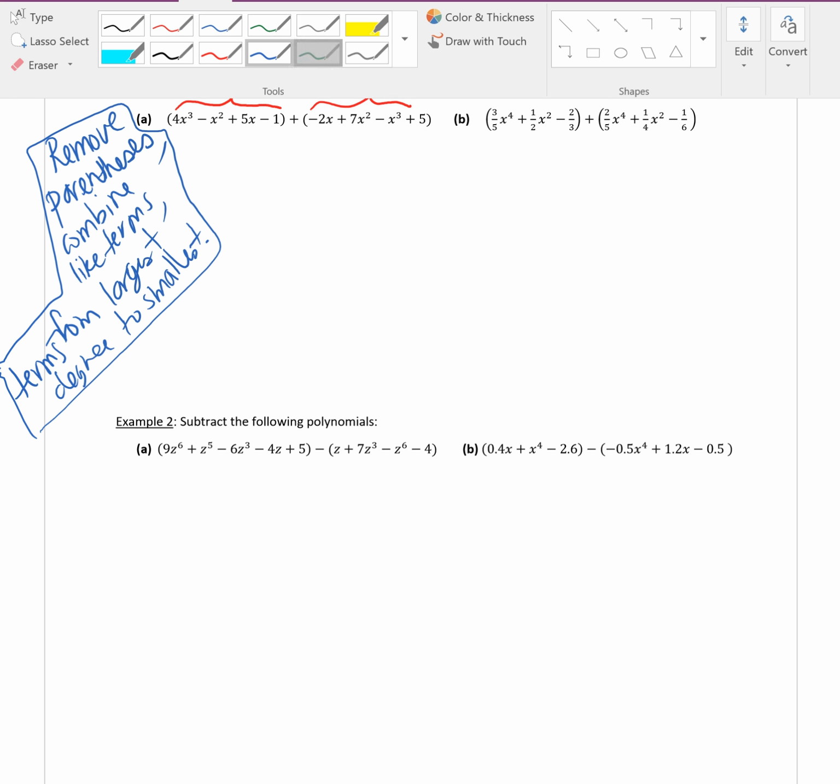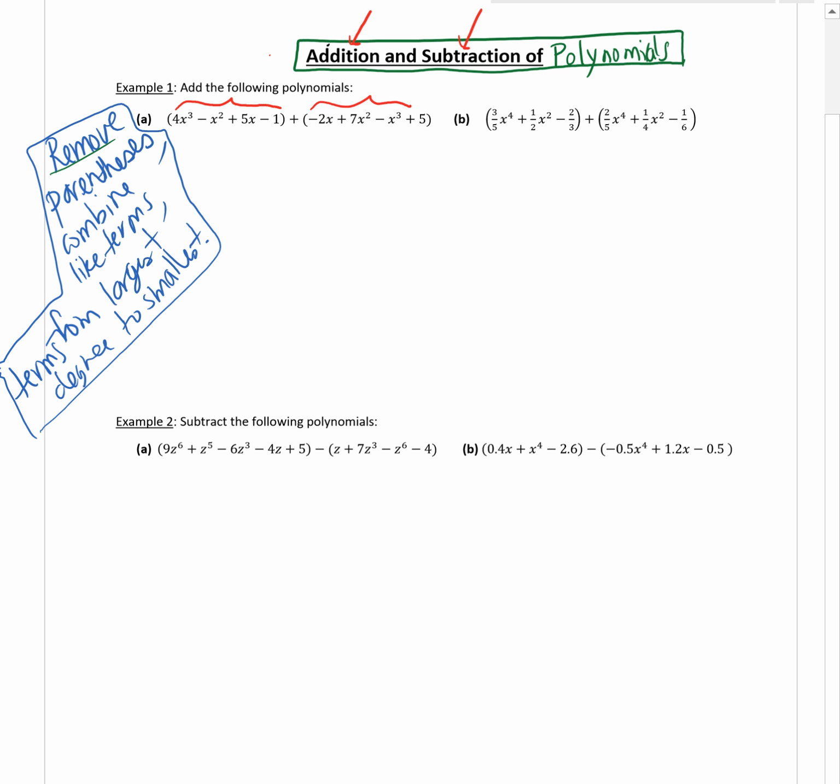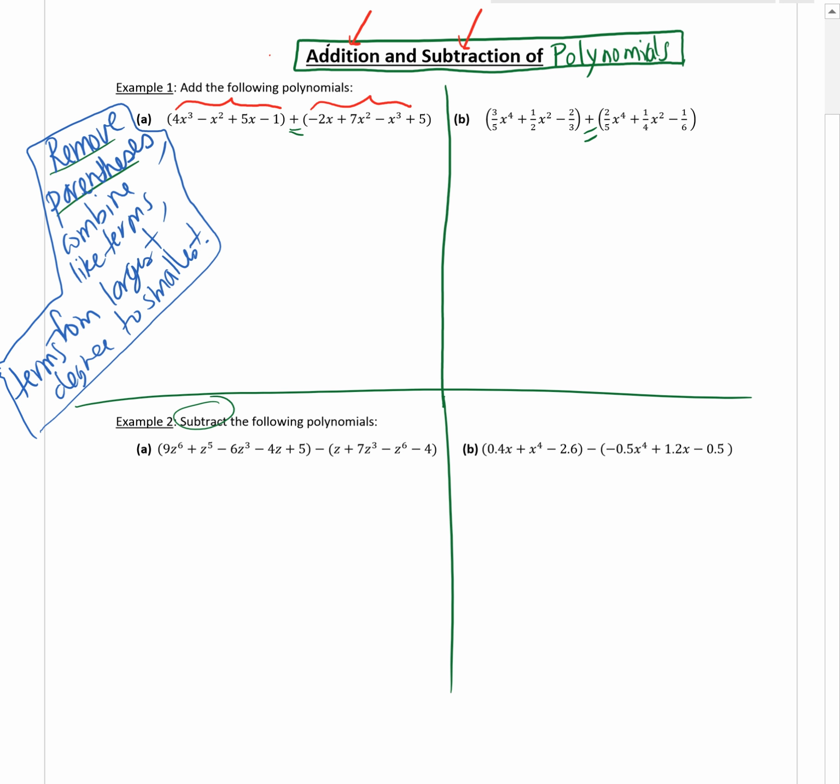So I said remove parentheses, which won't be a problem in part A and part B, because you notice all that's in front of the second parentheses is a plus, and the same thing in this next example that we'll see. So it won't be a problem to remove the parentheses. We just have to be careful. In example 2, they're subtracting. So you notice there's a subtraction sign here. That means we'll have to distribute it onto everybody in the second parentheses here, and then the same thing for the subtraction sign in part B of that example. That's the only thing you got to be careful of.